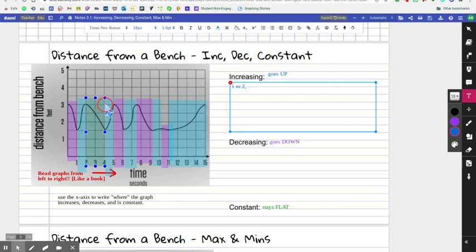Anybody want to give a guess on how it moves the second time? From what time to what time does it increase again? Perfect. 4 to 5. What about the next bit? 6 to 7.5. You're close. That's what I said. I said 7.5. That was my guess of where that happened at.